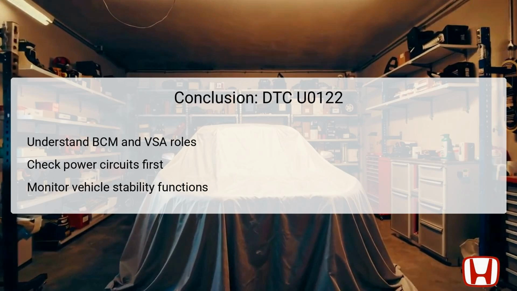The initial focus should be on checking the power and ground circuits, as issues here often lead to communication breakdowns. Observing vehicle stability functions after any repairs is essential for ensuring that all safety features are back to full functionality. Regular maintenance practices can also assist in preventing future occurrences of this DTC. By following these guidelines, technicians and vehicle owners alike can promote a stable and responsive driving experience.